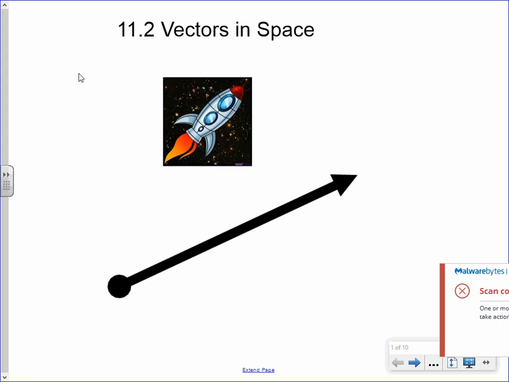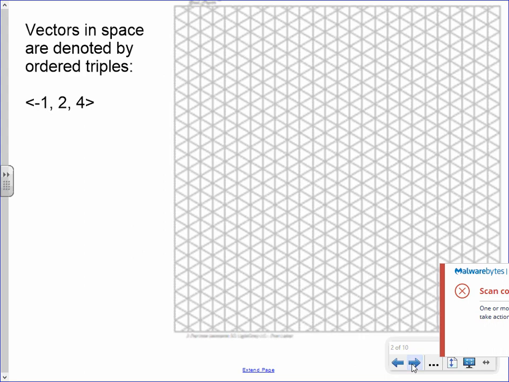So, a vector. I will remind you that there are 2 different ways to write a vector. One is in component form, which is this right here. Since we're in 3 dimensions, we're going to have 3, an ordered triple, if you will. Okay, with the chevrons. Remember those chevrons?